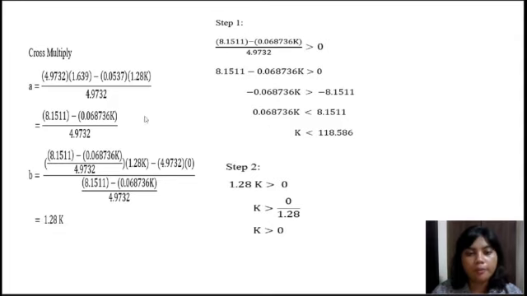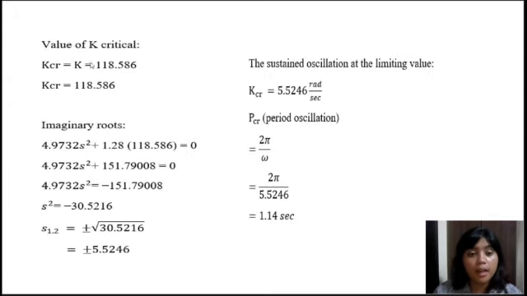Step 1, put the value of A greater than 0. So we will get K less than 118.586. Step 2, put the value of B, 1.28K, greater than 0, so K greater than 0. By using the stability of system checking, K is in the stable condition. Next, the value of K critical. KCR equals 118.586.